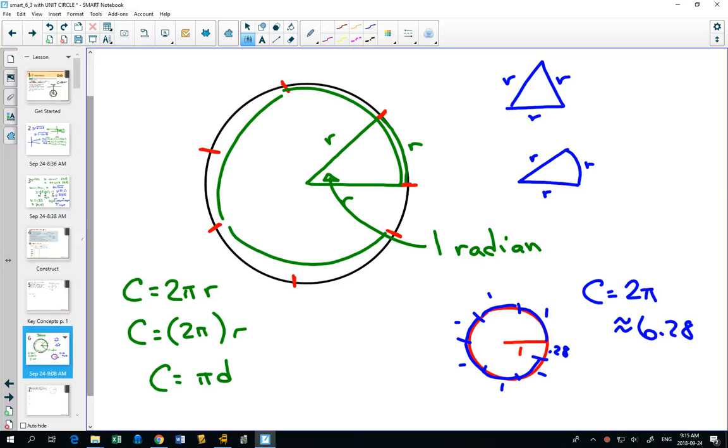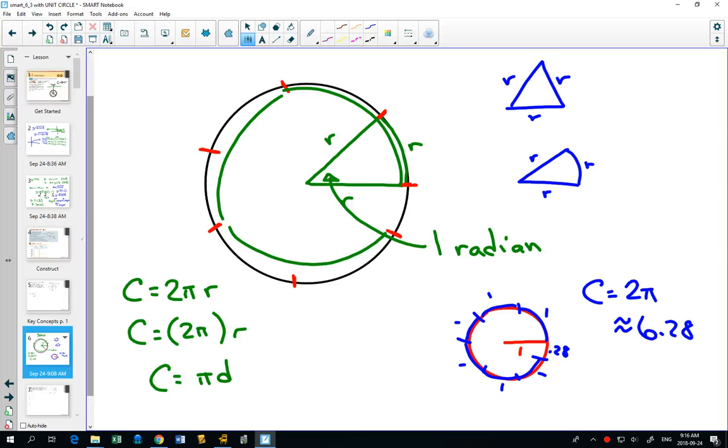With grade 9 students, I used to get them to take different sizes of circles, cut out pieces of string exactly the length of the diameter, and measure how many strings they needed to go all the way around. And it didn't matter what size of circle you have, you will always need 3 and a bit diameters to go all the way around. And then they redid it by cutting radiuses. And they always found they needed 6 and a bit to go around.